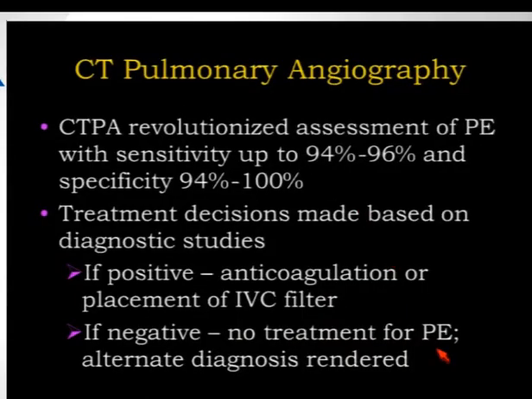Obviously, CT pulmonary angiography for evaluation of pulmonary embolism has caught on dramatically simply because it is a very sensitive and specific test, with a sensitivity of up to 94 to 96% and a specificity of 94 to 100%. Treatment decisions are based on the renderings of what we as radiologists give to our referring clinicians. If we say the test is positive, the patient is placed on anticoagulants or an IVC filter is placed. If it's negative, then no treatment is rendered and an alternate diagnosis is given.